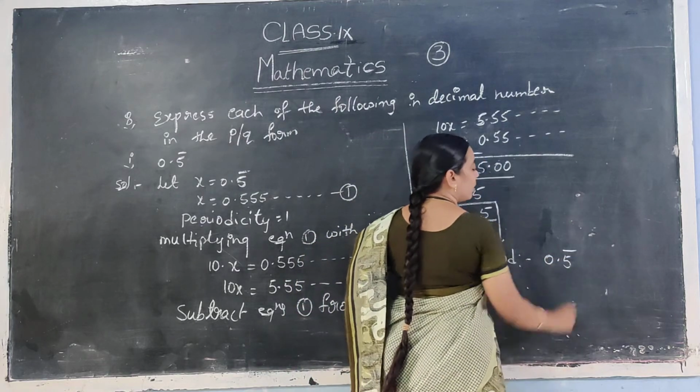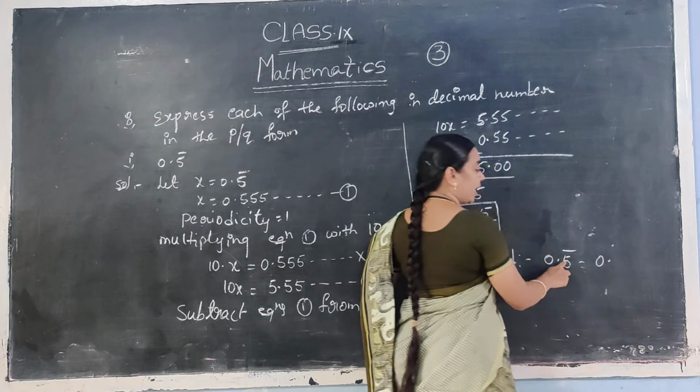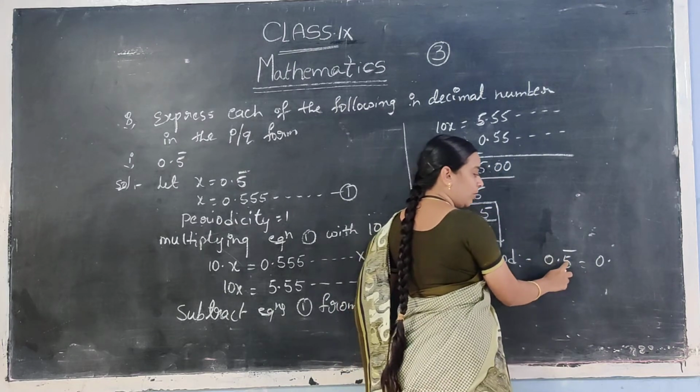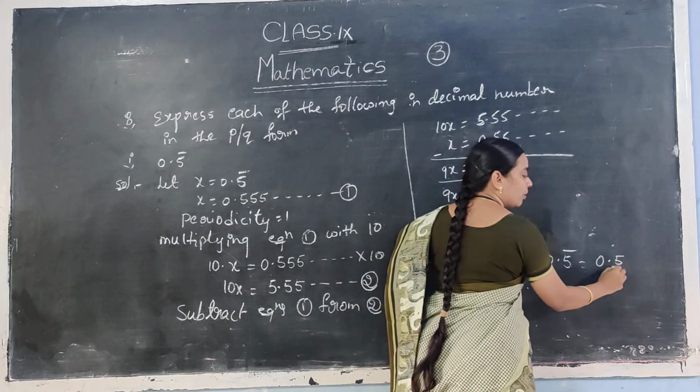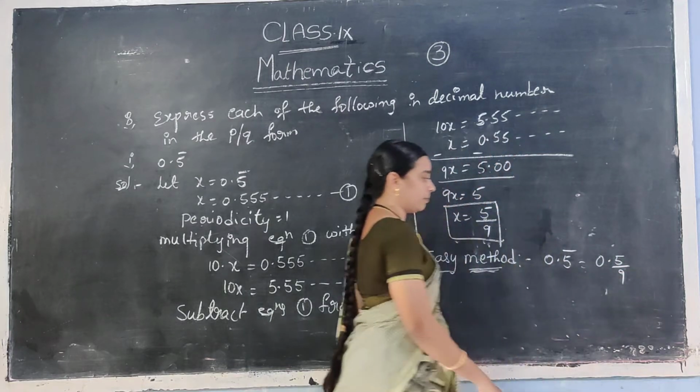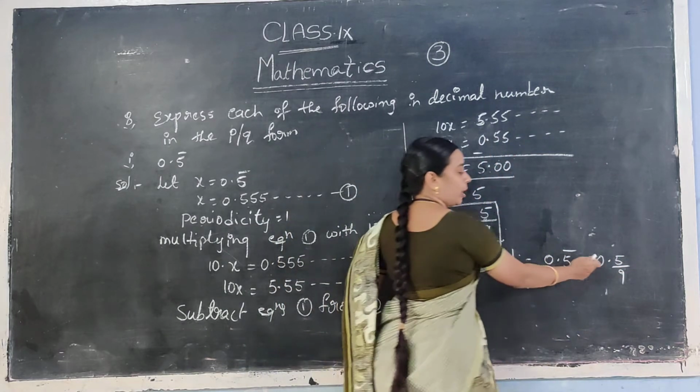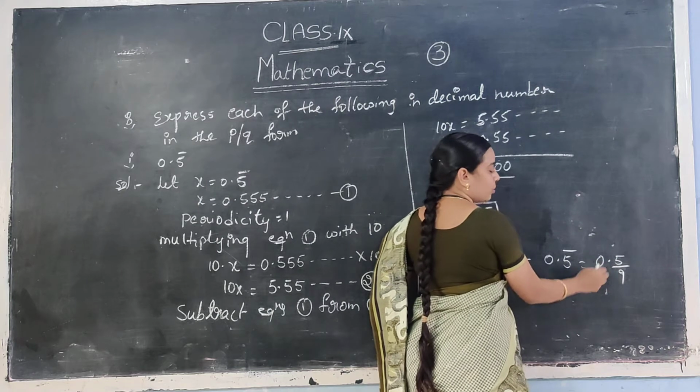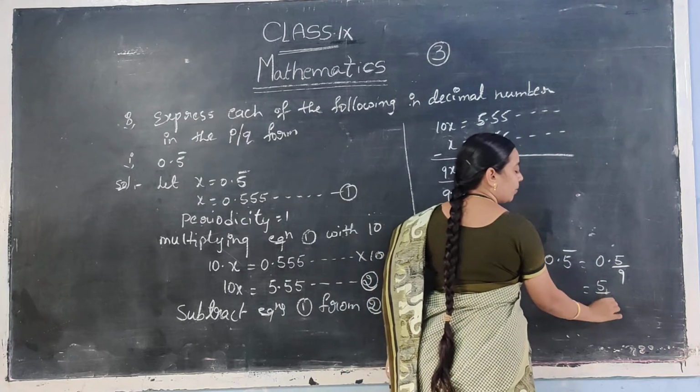In the examination, from the bits point of view, you have to do it like this. 0.5 bar means 5 bar. Only one digit is there, so you have to write 9. 0 point means no value now, so 0 is neglected. 5 by 9 is the answer.